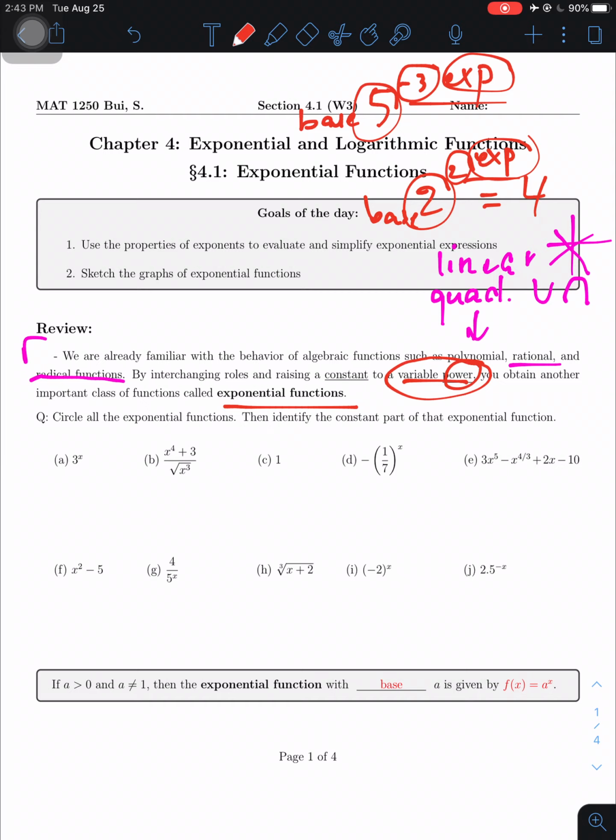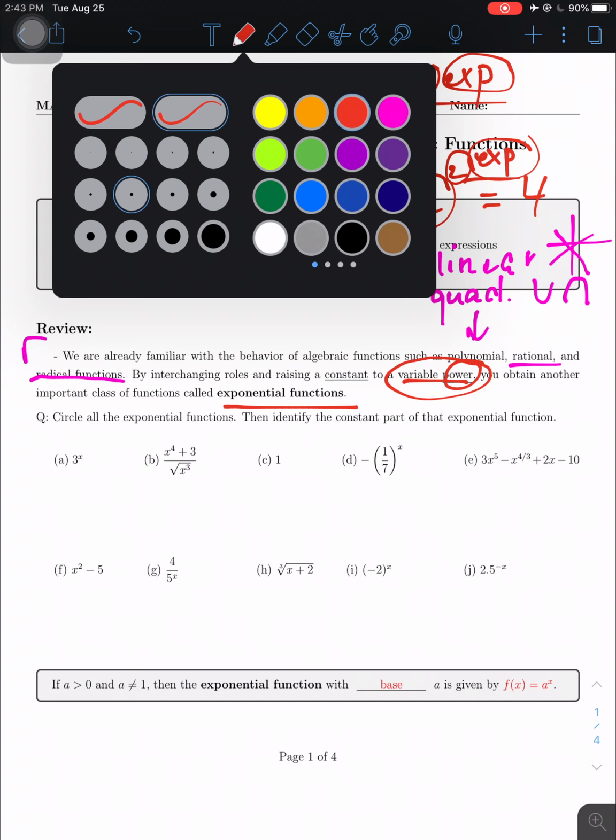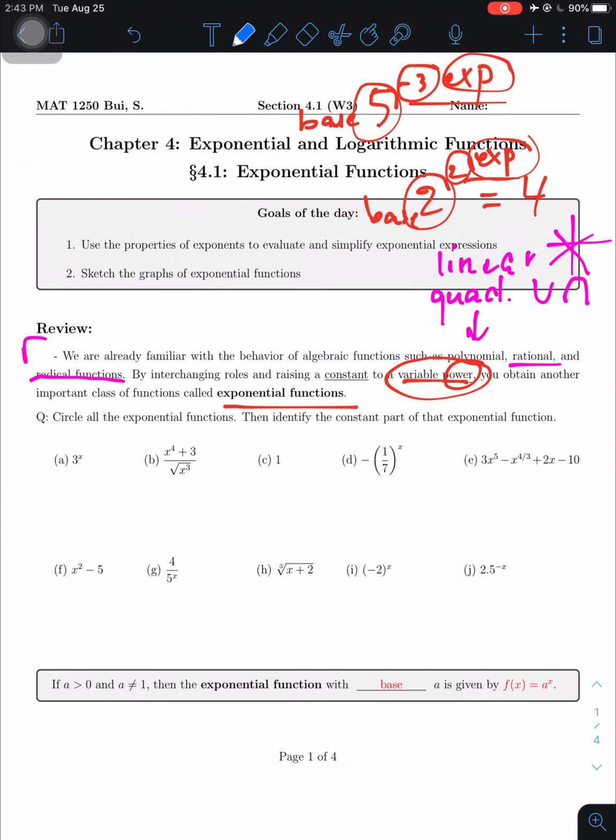So let's identify which of the following functions are exponential functions, okay? Let me put the answers in blue. The very first one, what do you think? 3 to the x, is it an exponential function or no? Well, let's look at the power of it. What is the power of this function right here? It's x, right? Which is a variable. So that's good. That means this one is the correct answer. It's one of the exponential functions in there.